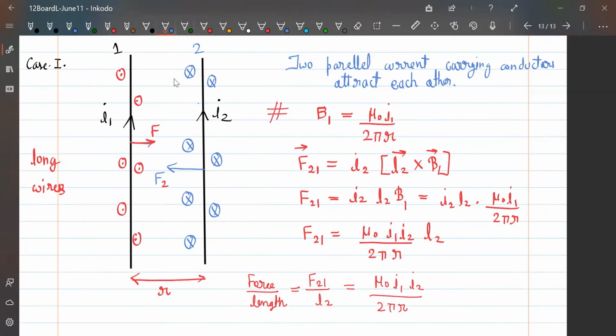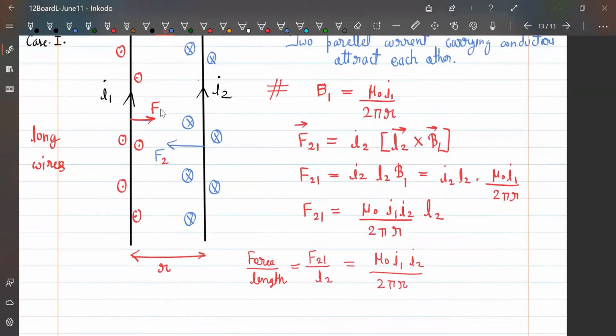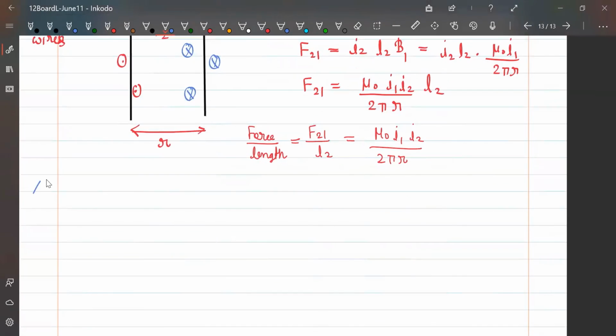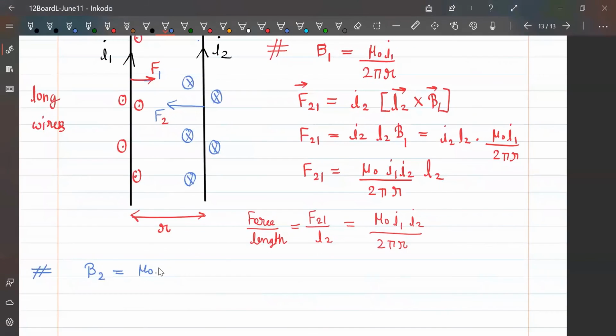So in the same way, I can calculate the value of force due to the first conductor and due to the second conductor. In that case, I'll calculate the magnetic field due to the second conductor. That will be mu naught, here the current is I2, so mu naught I2 by 2 pi R.